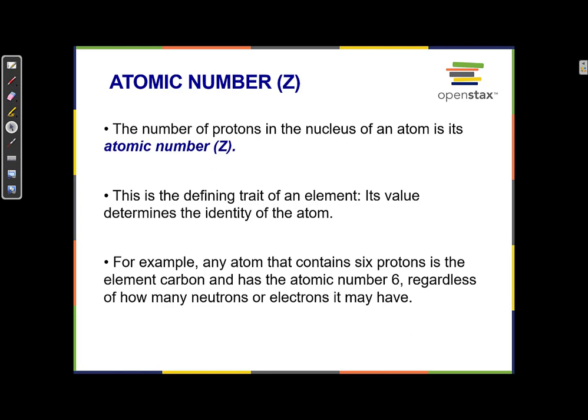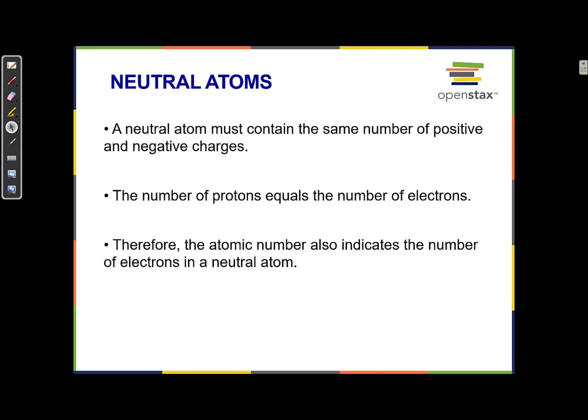So we use a couple of different numbers to describe atoms. We need to describe the number of protons that they have. We need to describe the number of neutrons that they have. And sometimes we'll put the charge on there, which is another way of telling how many electrons it has.